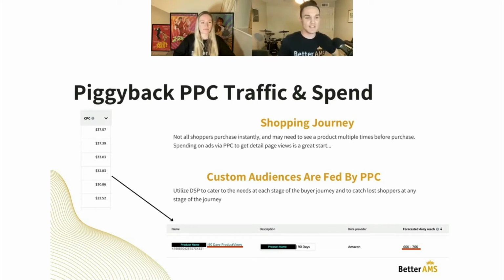So we can see this example, maybe we're paying upwards of $30 cost per click for top of search, highly competitive keywords. Those that don't convert, because not everybody will convert, we can now remarket to via DSP, people that have viewed the product. And we earned their impression via a $30 cost per click can now be marketed to with DSP, excluding, again, those that have already purchased. So we're not wasting ad spend on those who don't need our product.